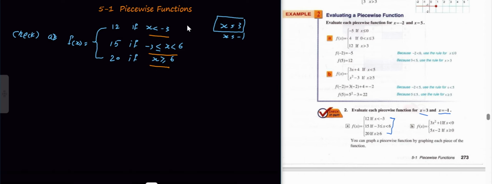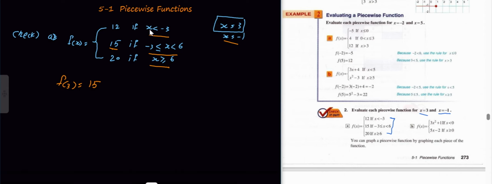Is 3 less than -3? No, 3 is greater than a negative number. Is 3 between -3 and 6? Yes, 3 is located between -3 and 6. So 15 is our solution. It will be f(3) equals 15. That's it. What about x equals -1?